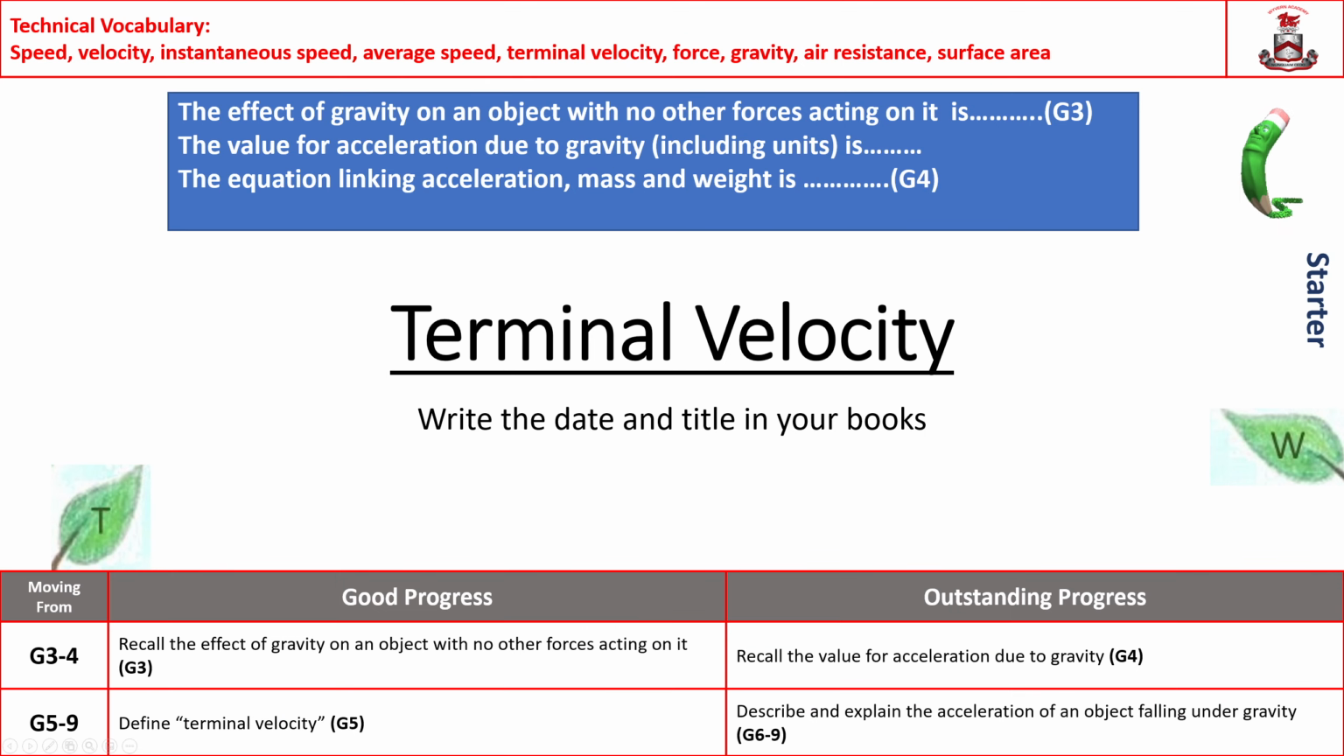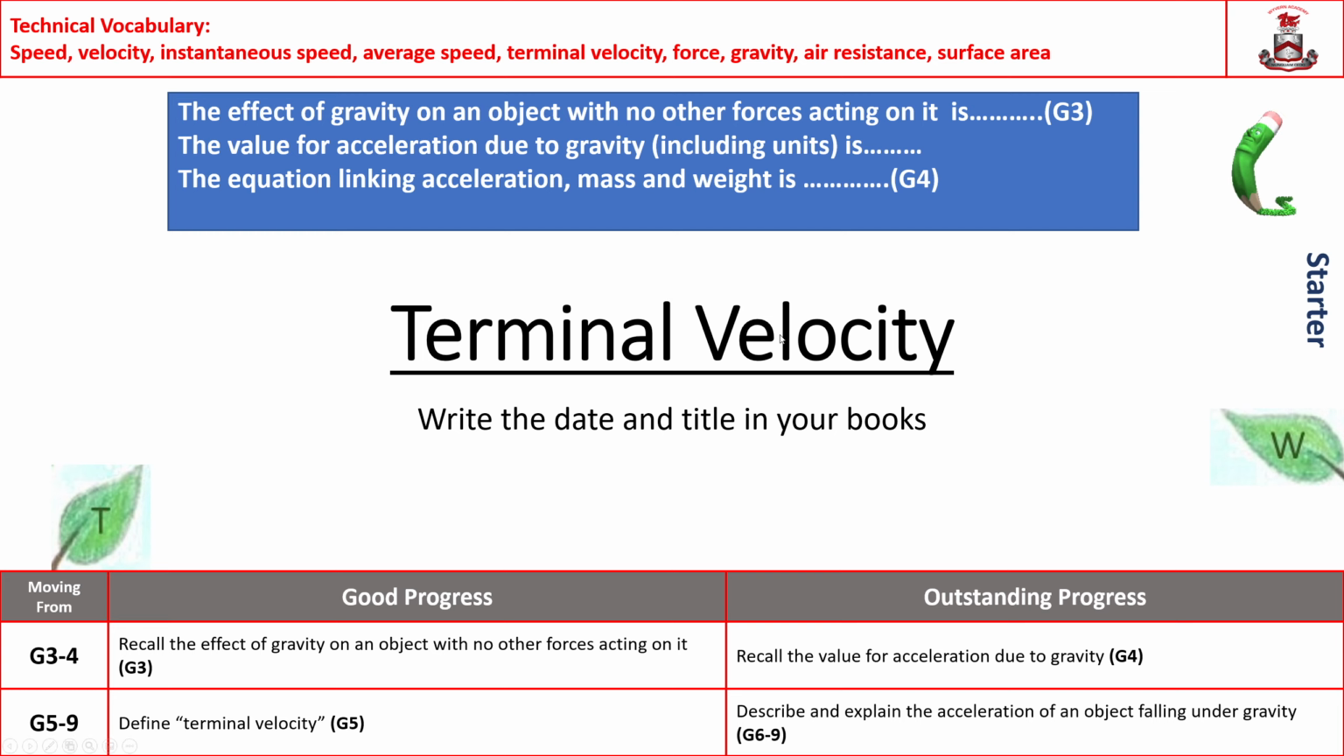We're doing terminal velocity, and for grade 3 you need to know how gravity acts on an object. If there are no other forces acting on it, gravity will accelerate that object downwards if you're standing on a planet. And remember, gravity pulls you down, and the force you're feeling is your weight. Now the value for acceleration due to gravity is 9.8 meters per second squared.